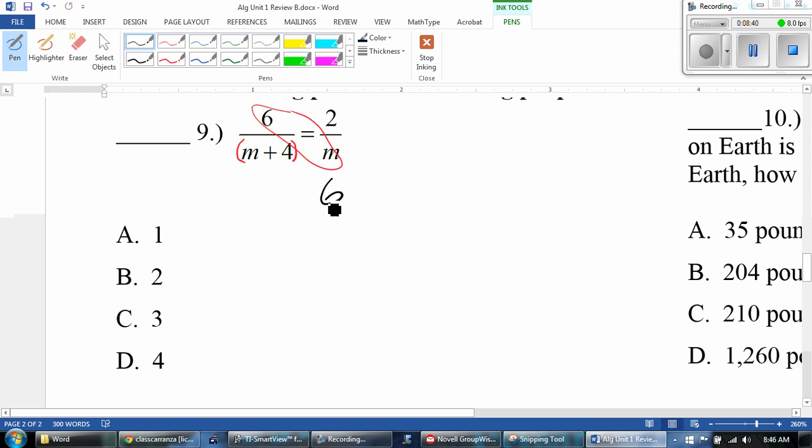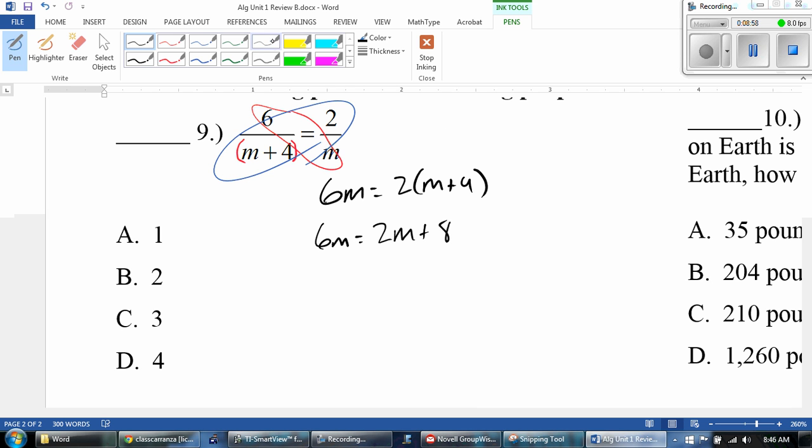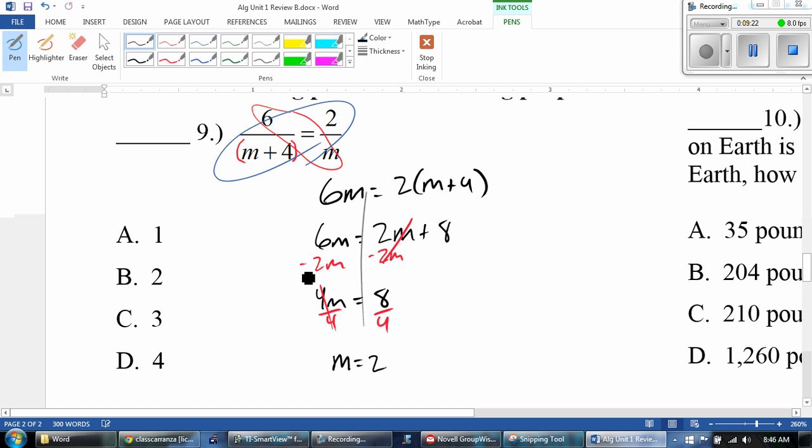6 times m is 6m, and we're going to set that equal to the 2 times (m + 4). Okay, so inside those parentheses, we can't do anything, so I'm going to distribute the 2 to get 2m + 8. And now I'm just going to solve. I'm going to subtract 2m from both sides. 6 minus 2 is 4m equals 8. And to get the m by itself, we divide by 4. And 8 divided by 4, we get 2.